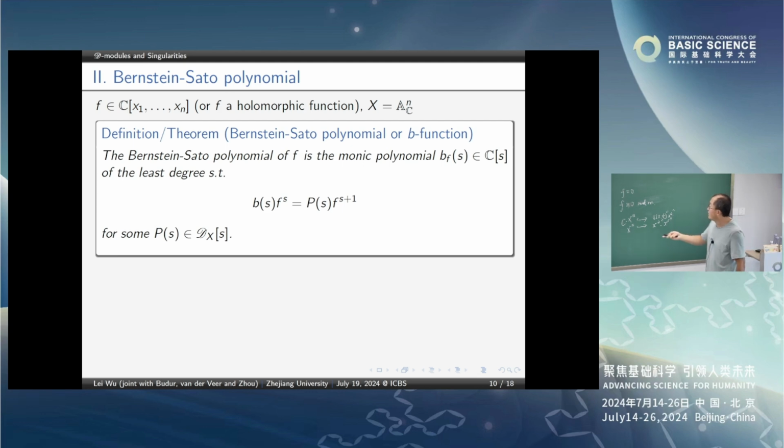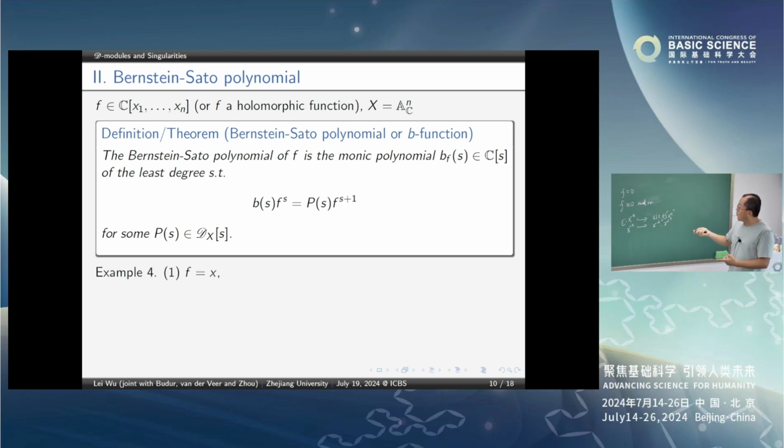So this f is kind of this x here, and here we make s vary, but there alpha is just a fixed number. So the example we mentioned before is a kind of specialization of this general situation. And this P(s) is just a differential operator with coefficients in the ring of differential operators.